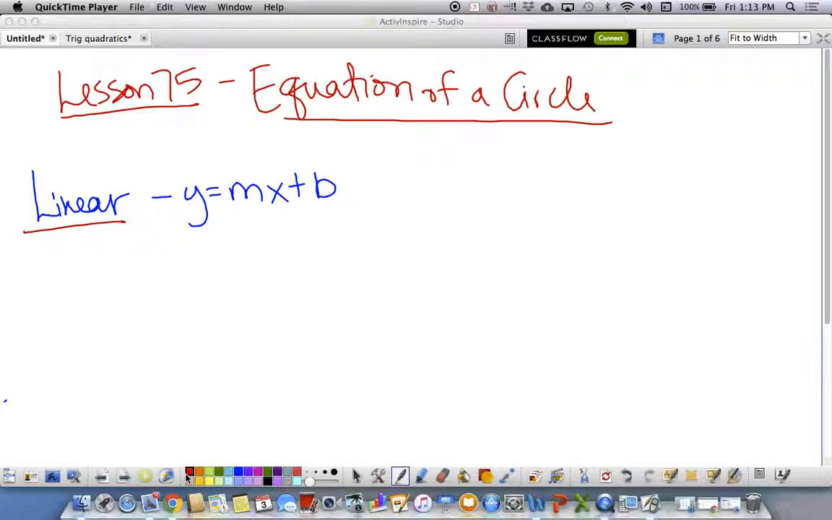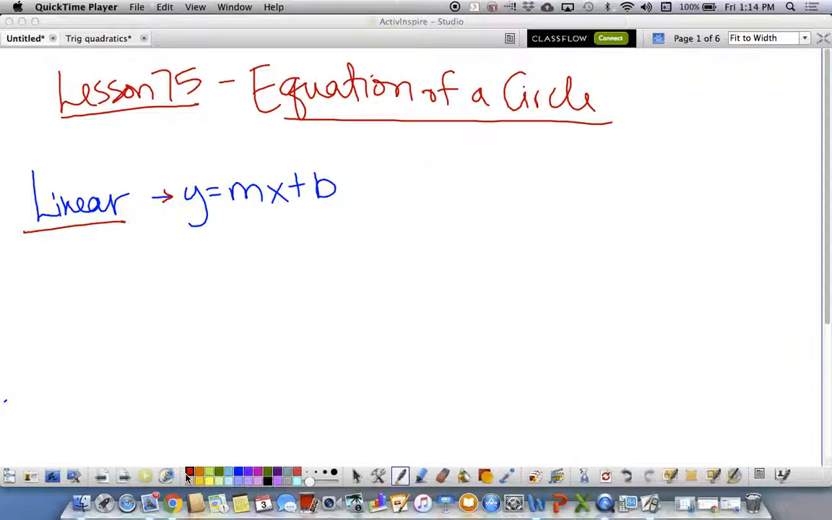Linear equation. Y equals mx plus b. You know that, yes? The x is always there by itself. There's an x and a y. Really, you can have an x equals or just a y equals. We've done those. Those are equations of lines that are going to be straight and flat.